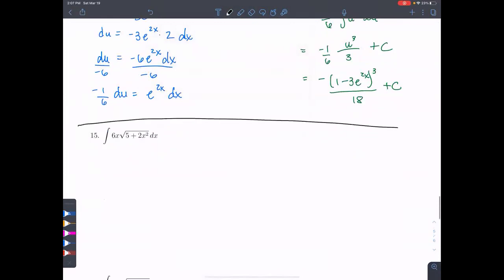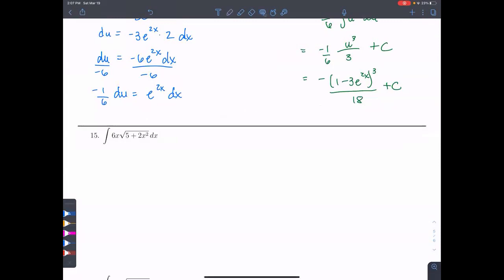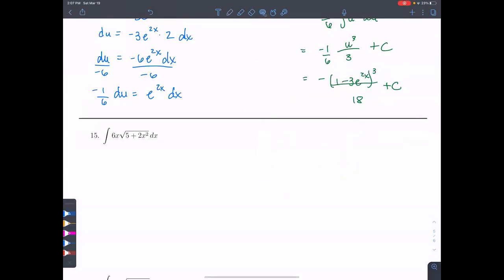Number 15, the inside function is u. That's it right there. U is 5 plus 2x squared. So is the du there? Du is going to be 4x dx. So I'm going to replace x dx with 1/4 du.